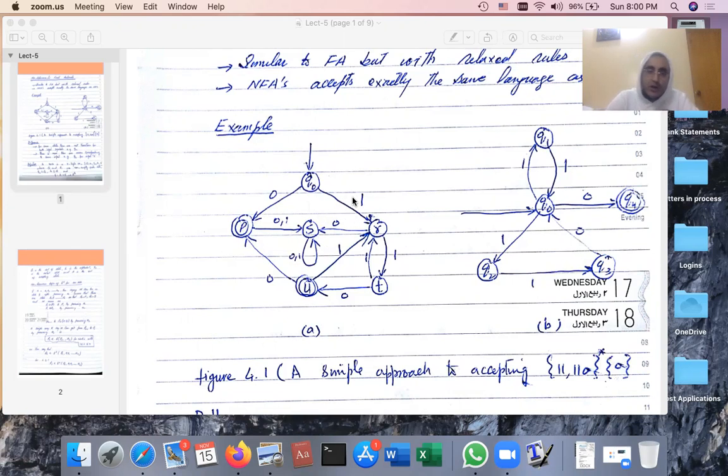The rest of the states and transitions are just to fulfill all other requirements. But these are some basic requirements that are the compulsory part of this FA on the left hand side.